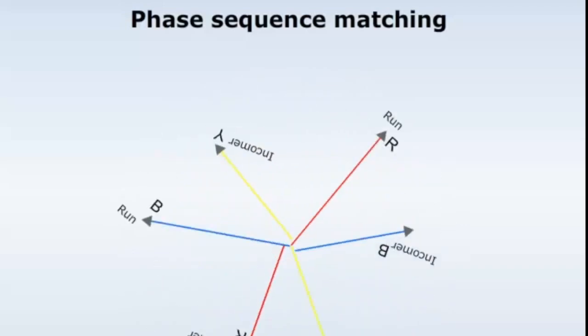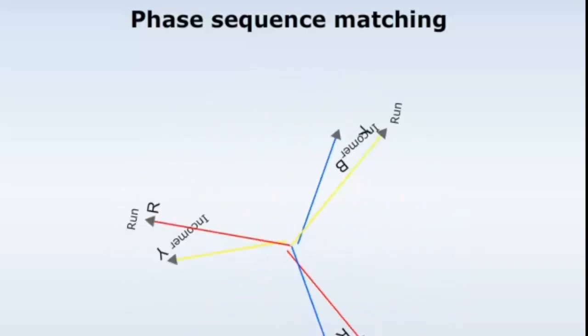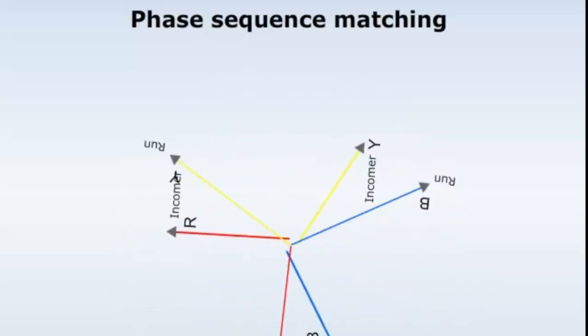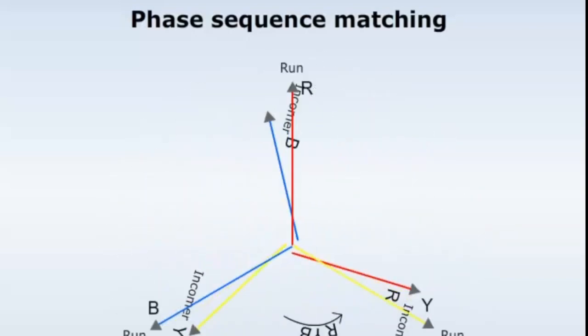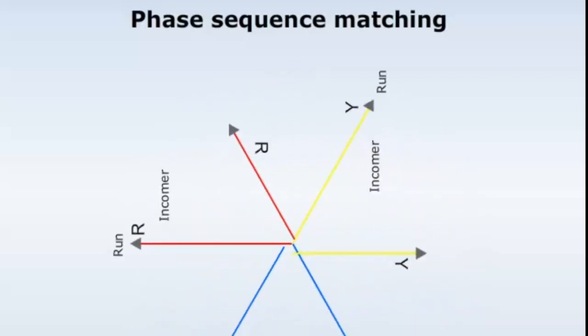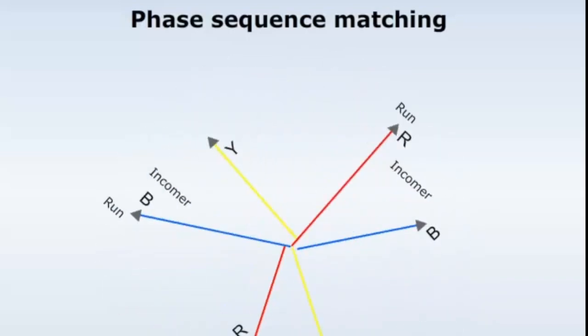For example, if the phase sequence of the incoming alternator is RYB, then the phase sequence of the running alternator must be RYB. In this condition, both the alternators are rotating in the same direction with the same phase sequence. If the phase sequences of the incoming alternator and running alternator are not the same, then they are rotating in opposite directions.